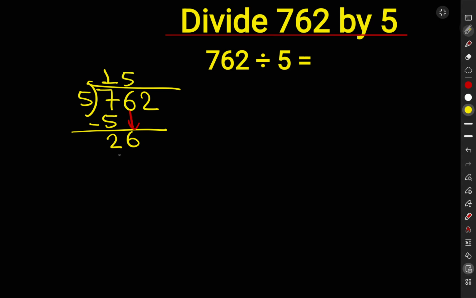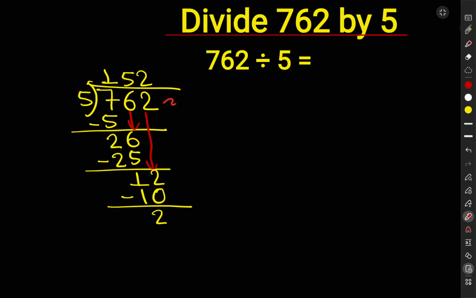5 times 5 is 25. On subtracting, we get 1. So again we put down this 2 and it is 12. So 5 times 2 is 10. On subtracting, we get 2.